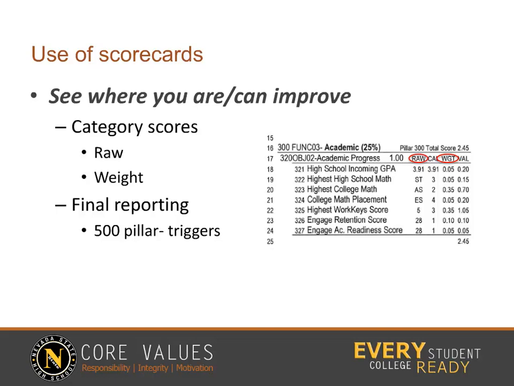Under raw for each category, you will see either an ES for exceeds standards, an ST for standard, an AS for approaches standard, and a BS for below standards. This is also a good indication of exactly which areas you can improve on. Keep in mind the weight of each item. The bigger the weight, the bigger impact it will have on your total score for that category and your final color designation. The total GPA from these 4 pillars is what determines that original color designation. Click to the next slide when you are ready to continue.